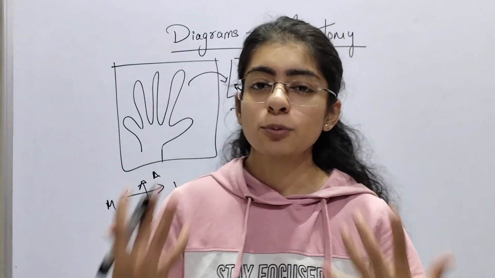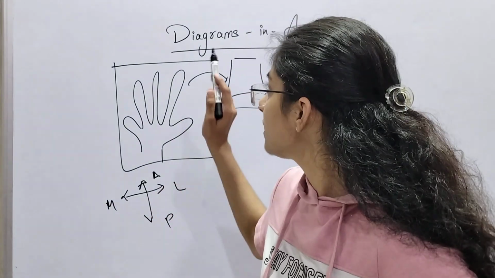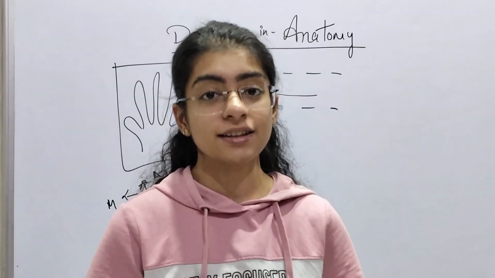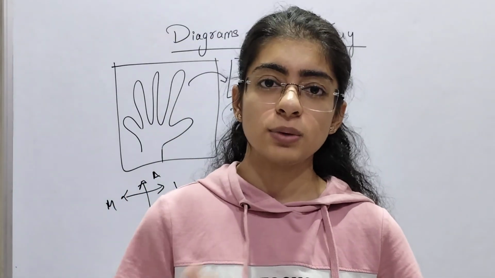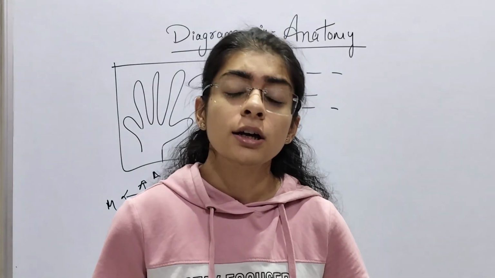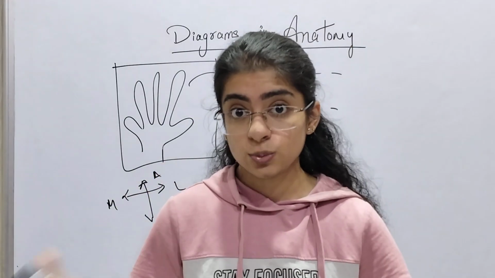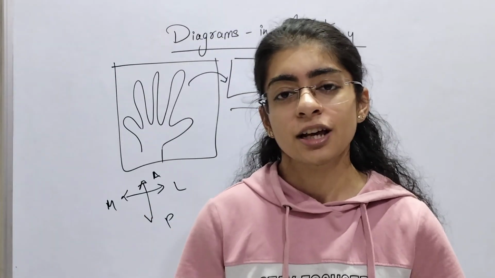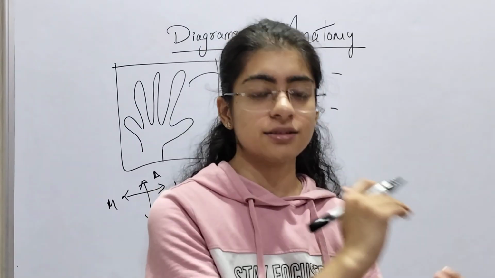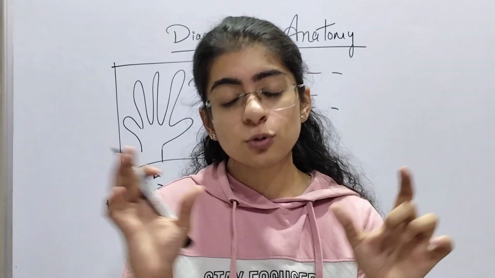A very popular question is coming up: how to draw the diagrams in anatomy. Diagrams hold a significant amount of marks in anatomy, and it is very important to know how to draw them correctly. The points I am going to mention will revolutionize the marks you get in the diagram portion, because many times we are stuck at 3 out of 5. Where is that 2 marks gap?